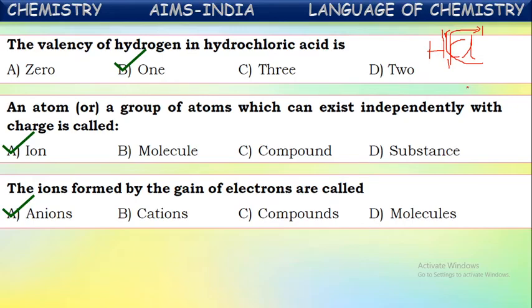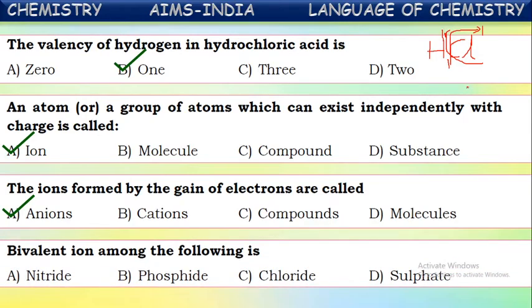So the ions formed by gaining of electrons are negative charged ions. They are called anions. The ions formed by losing electrons are positive charged ions, which are called cations. Okay, here ions formed by gaining of electrons are anions.